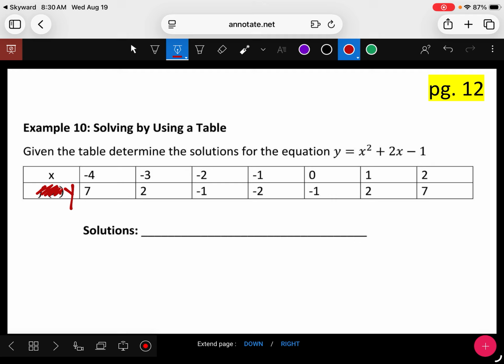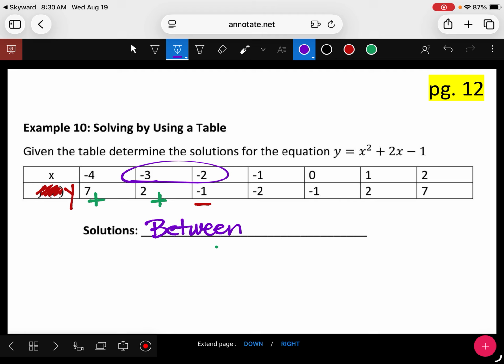All right, so does anybody want to take a guess on what my first solutions would be? Between negative 3 and negative 2. All right, so let's look at that. So we have a positive 7, a positive 2, then it switches to a negative. So this is my first solution. So we don't know what it is exactly.